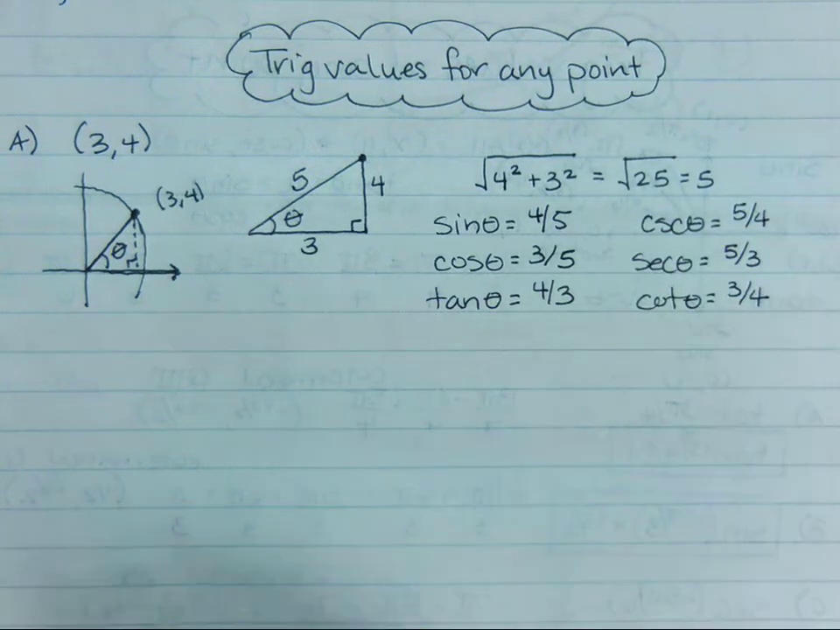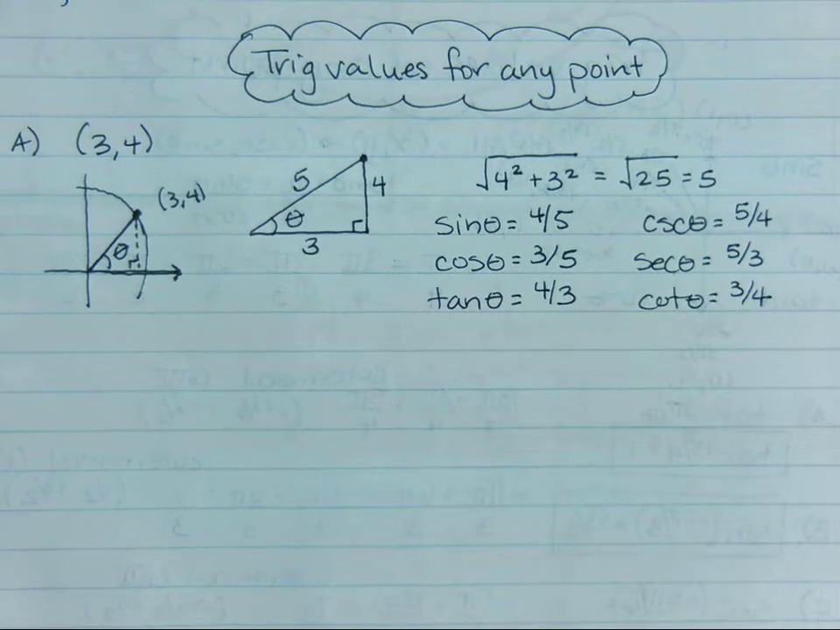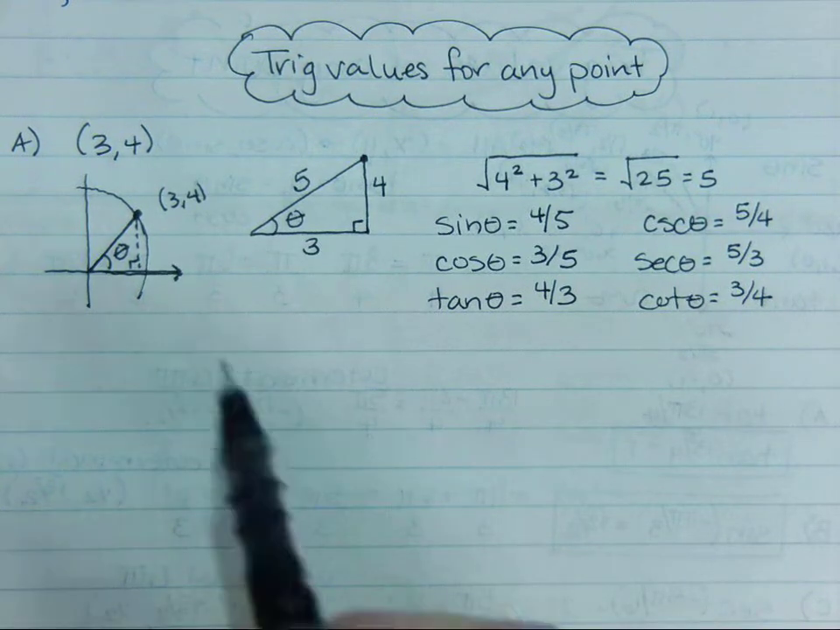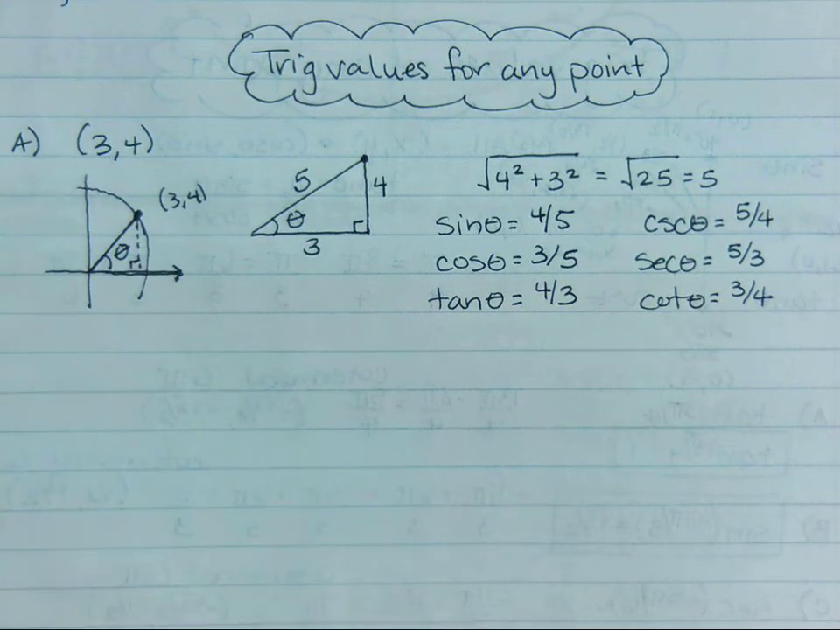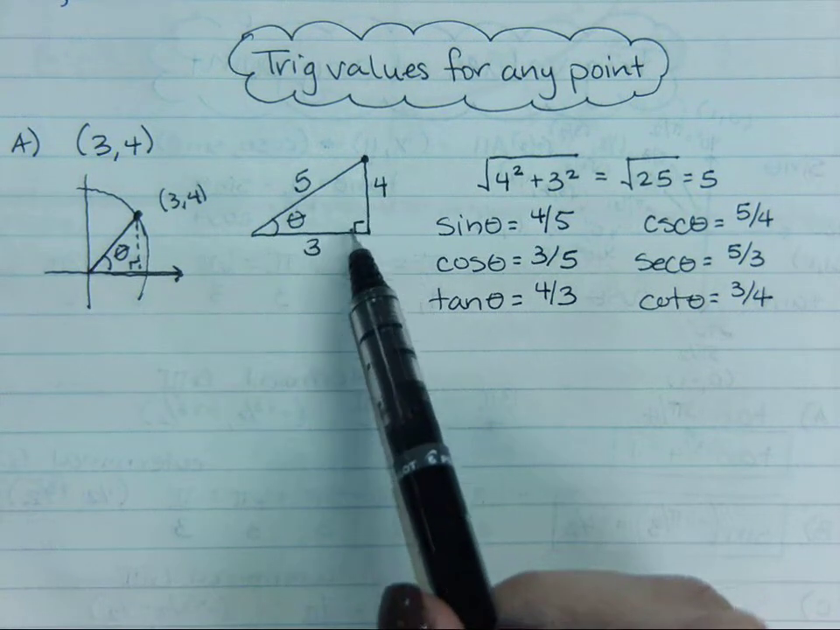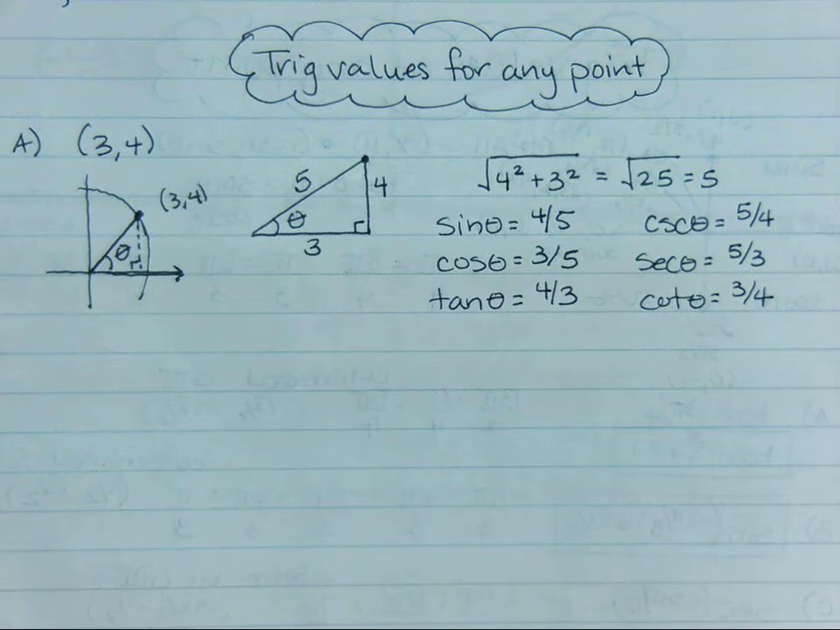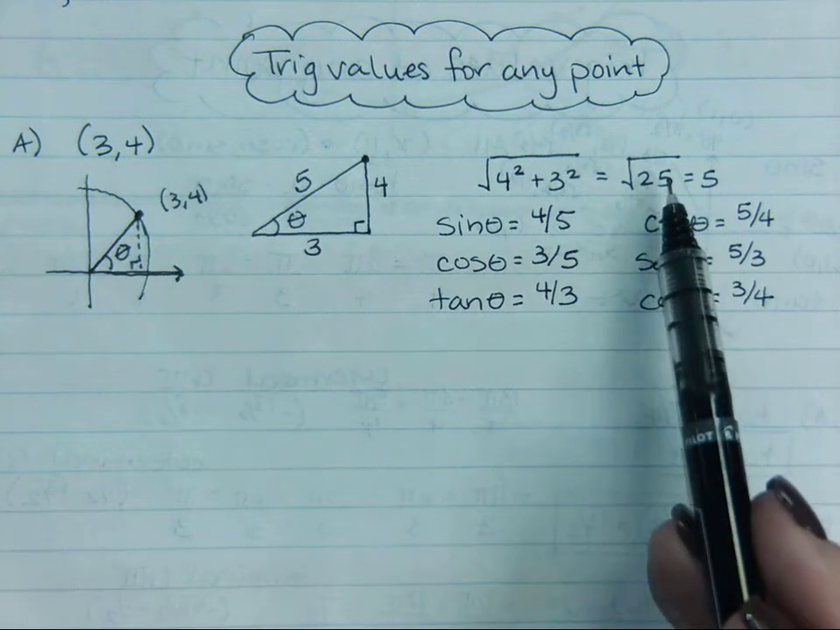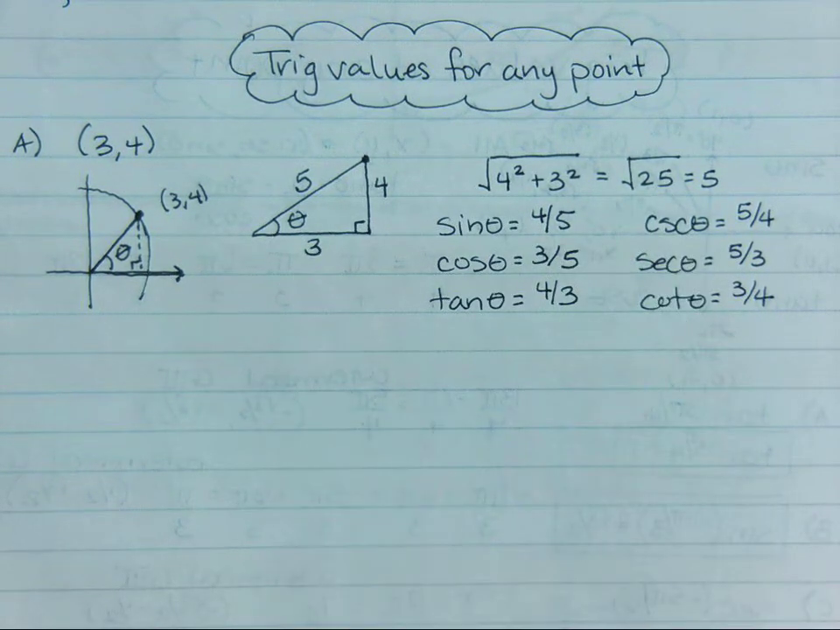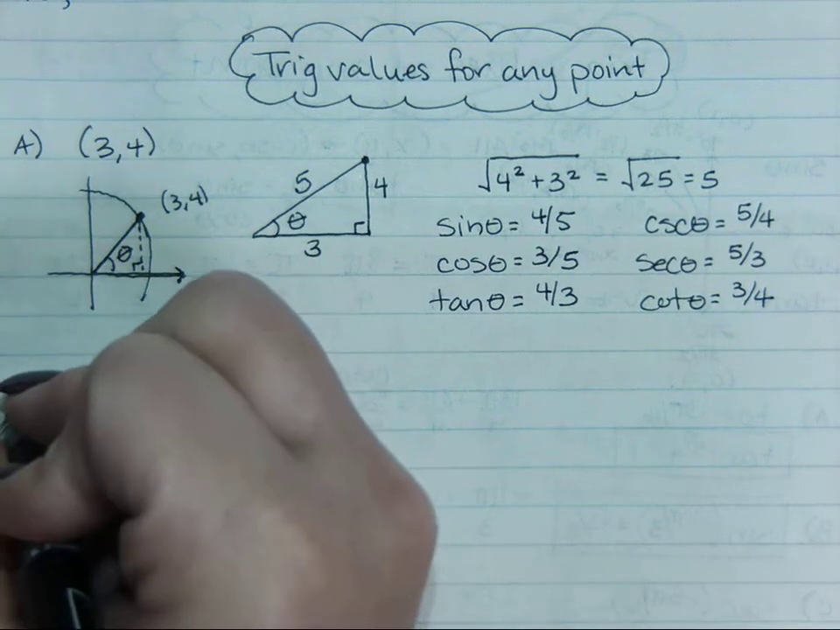And so that's going to be your technique for finding your trig functions for any point, is to think about where the point sits on the xy axis and draw a representative triangle labeling the sides. Use the Pythagorean theorem to find the hypotenuse, and then identify the 6 trig functions.